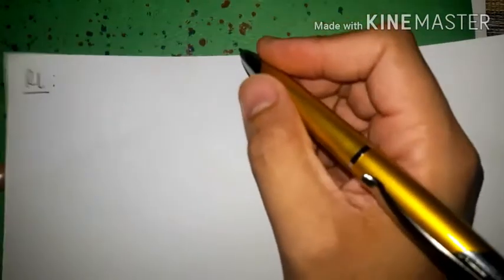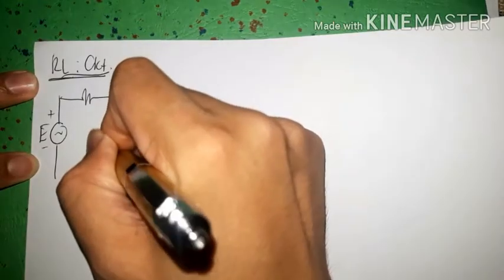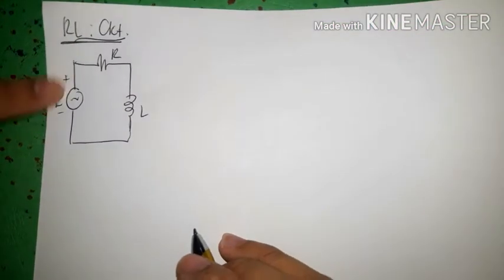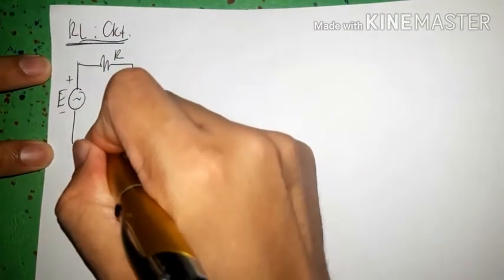So let us try an RL circuit. So for an RL circuit, say I have here E, this is plus to minus. This is R, and then this is the inductor L. So you have an electromotive force here, you have an R, and then you have an L. I forgot the switch again.